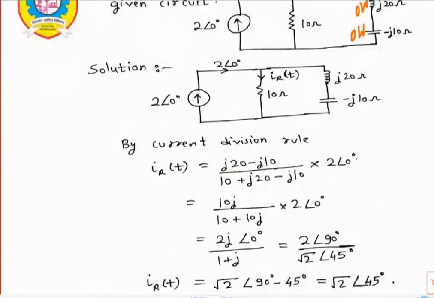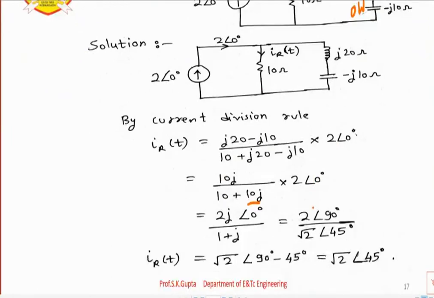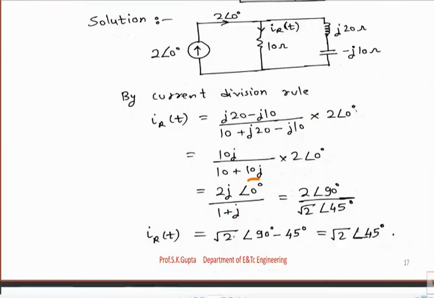If I solve this, 20J minus 10J is 10J, and in the denominator 20J minus 10J is again 10J, plus 10, into the total current. So 10 I can take common, that will get cancelled out. So J upon 1 plus J into 2 angle 0 degree. That means 2J angle 0 degree divided by 1 plus J. What is the phasor of 1 plus J? Root 2 angle 45 degree. So 2 upon root 2 becomes root 2, and the 45 in the denominator gets subtracted. So 90 minus 45 is 45 degree. So this is the current through the resistor.